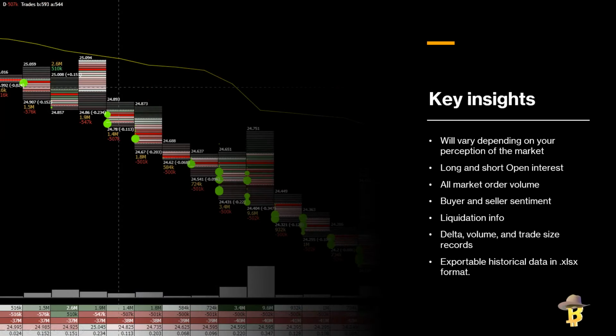The key insights that a footprint chart offers, in my opinion, and there's many of them, but these are my favorite ones. It will vary depending on your perception of the market, which is true, because all this is customizable information, and it depends on what your edge is and what you're looking for in the market. For example, if you're looking for a place with high volatility or a lot of liquidations, or if you're looking at the VWAP, you may set up your charts differently to get extra information. So it all depends on what you're looking for as a trader and what your strategy is.